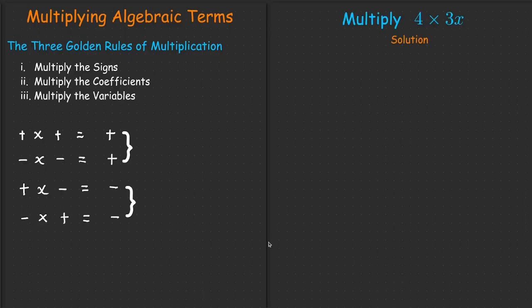Now, in this first example, we have 4 multiplying 3x. So 4 times 3x. Following the rules, the first one says we should multiply the sign. What sign do we have here? And what sign do we also have here? They are all positive numbers. So positive times positive is going to give us positive. Most of the times when it's positive, we don't even write it. But this being the first example, I'll just write the positive.